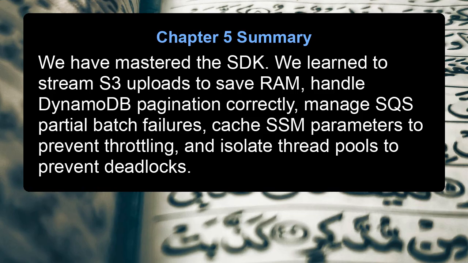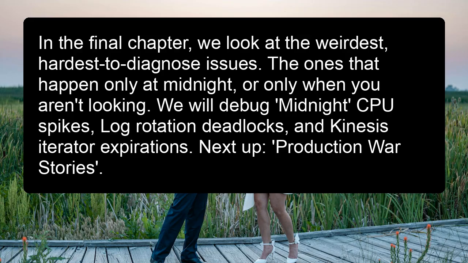Chapter 5 Summary. We have mastered the SDK. We learned to stream S3 uploads to save RAM, handle DynamoDB pagination correctly, manage SQS partial batch failures, cache SSM parameters to prevent throttling, and isolate thread pools to prevent deadlocks. In the final chapter, we look at the weirdest, hardest to diagnose issues, the ones that happen only at midnight or only when you aren't looking.